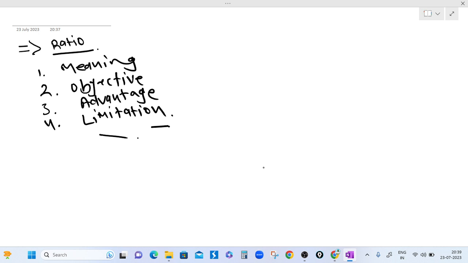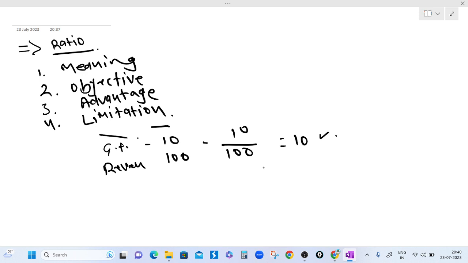So ratio is basically a mathematical number which is calculated with reference to the relationship of two or more numbers. Okay. For example, your GP, gross profit, is 10 and your revenue is 100. So if I ask what is your GP ratio, your GP ratio is 10 divided by 100. So this is a mathematical number which can be represented in fractions, in proportion, or in percentage also.